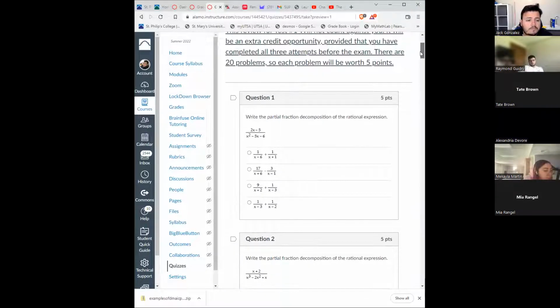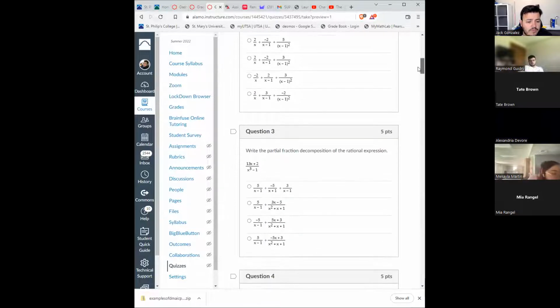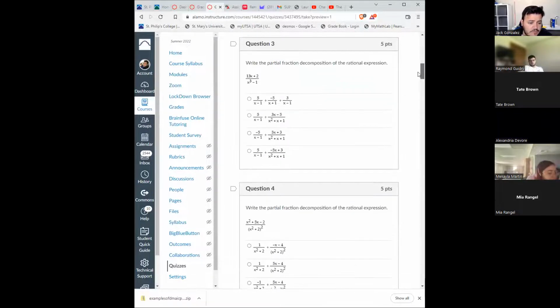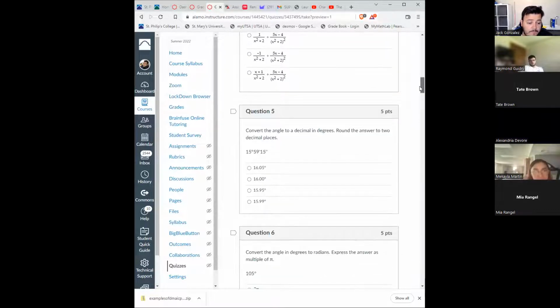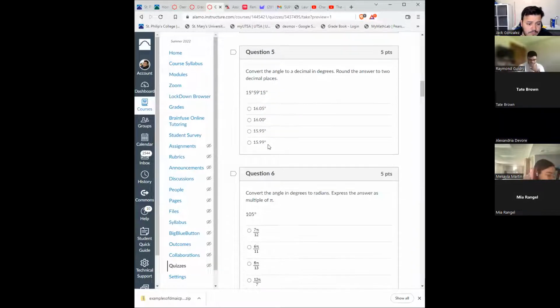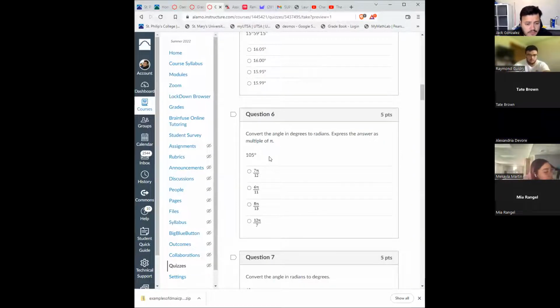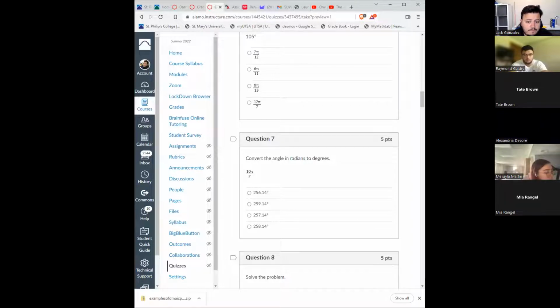So here's a review. It starts out with a few partial fraction questions. You should have a couple as well on your exam. Then they have degrees, minutes, and seconds, which we did, converting an angle, etc. It's up until the last section, not this section. I think this is 6.6, right? Yeah, it's up to 6.5.